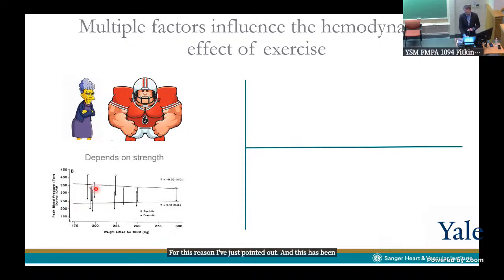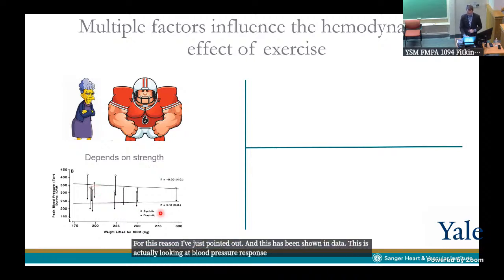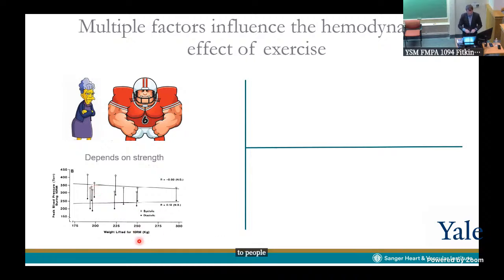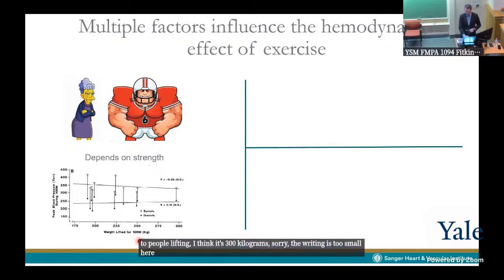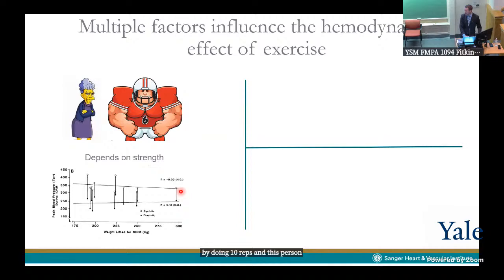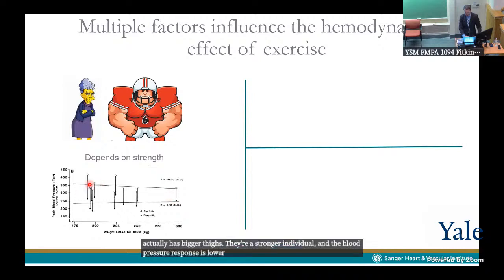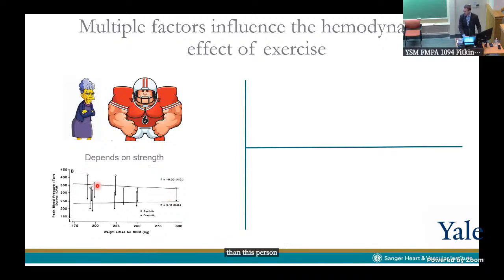This is actually looking at blood pressure response to people lifting, I think it's 300 kilograms. Sorry, the writing is too small here, but doing 10 reps. And this person actually has bigger thighs. They're a stronger individual, and the blood pressure response is lower than this person who's lifting significantly less. So again, our underlying strength is going to impact our hemodynamic response.